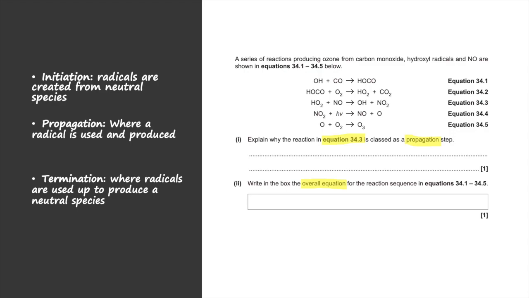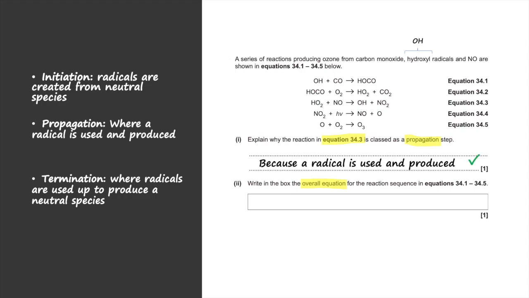This question has told you that there are hydroxy radicals, so OH radicals, and nitrogen monoxide radicals within the equations shown. So we have to look at equation 34.3 and figure out which of these species are radicals. As you can see, there's a nitrogen monoxide radical in the reactant side of the equation, and there's a hydroxy radical in the product side. Therefore, this reaction is a propagation step, and this is because the nitrogen monoxide radical is being used up to produce a hydroxy radical. By stating this, this will give you 1 mark.